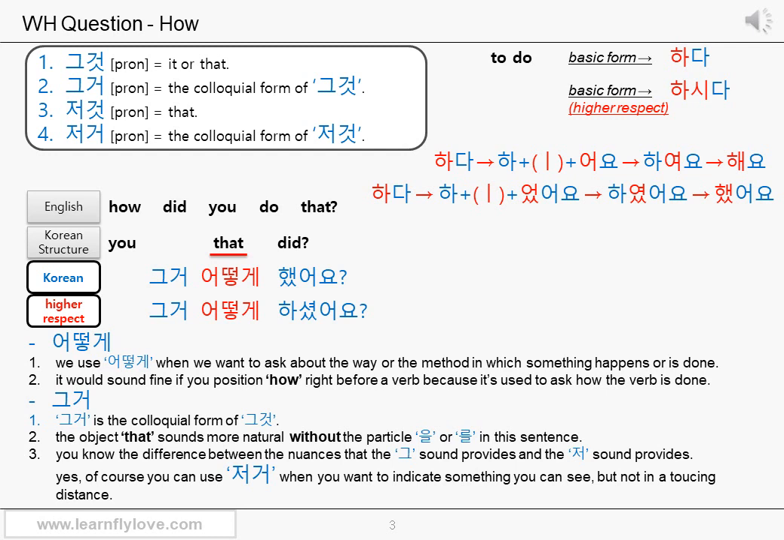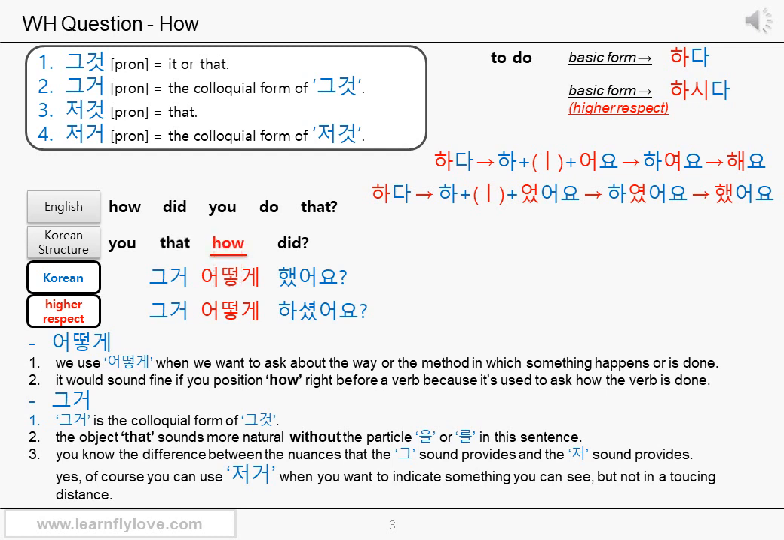And the position, well, you can put it anywhere because it has the strong meaning of asking the way or method. So anyone can know that you are asking about the way or the method to do something as soon as they hear 어떻게 anywhere in the sentence. But let's put it right before the verb and say it's the best position for those who want to remember the fixed position.